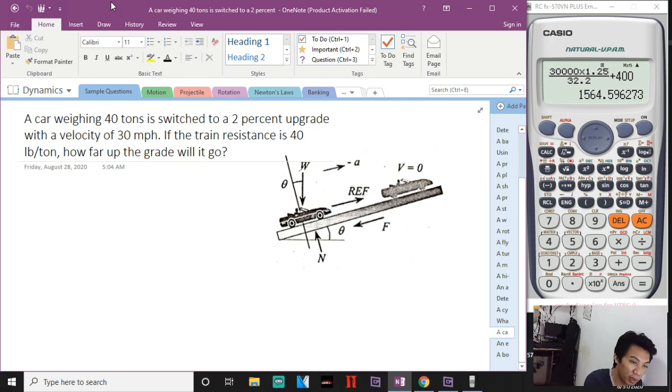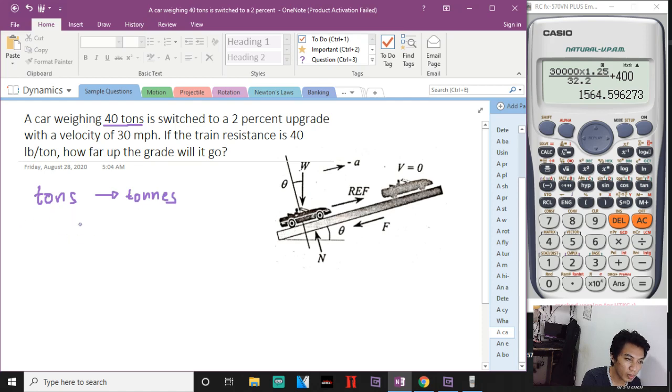A car weighing 40 tons, bigat ng car, siguro ano to, truck. 40 tons. Tons, okay? 40 tons. Anong pinagkaiba ng tons sa tons? Yung tons, tandaan nyo, 1,000 tons is equal to what? Alamin niyo yan, sa pounds ha. Hindi ko nagtuturo yan. Pero ganito na lang.